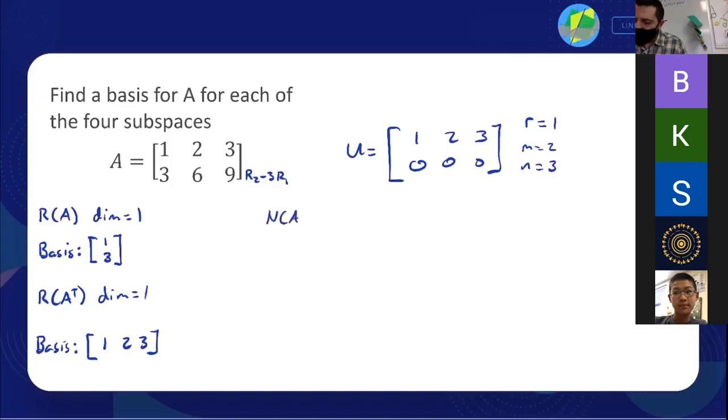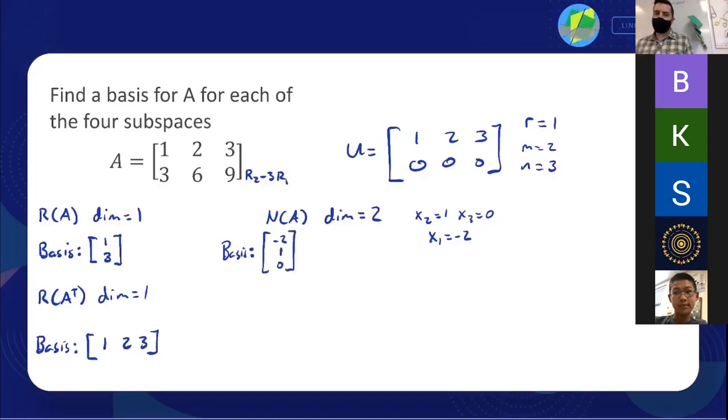Okay, null space. Dimension is n minus r, so it'll be 2. And notice we have 2 free variables. So I would let x2 be 1, x3 be 0, and then solve our one equation that's there: x1 plus 2x2 plus 3x3 gives me 0. So x1 should be negative 2. So this is a basis vector: negative 2, 1, 0. This is also one we should be able to check pretty easily. Multiply that by any row of A and you get 0.